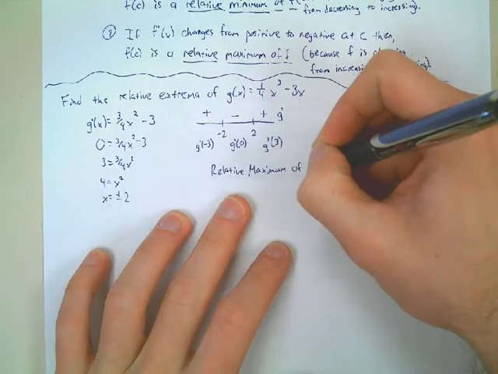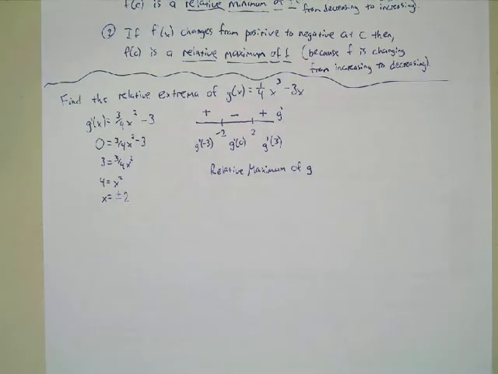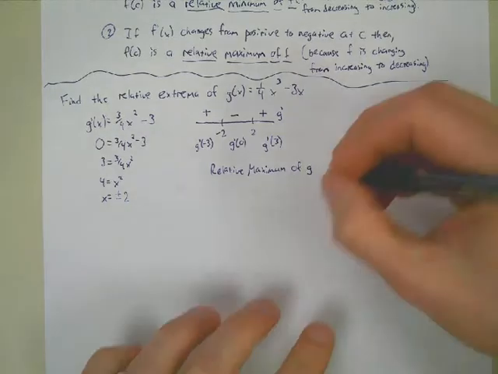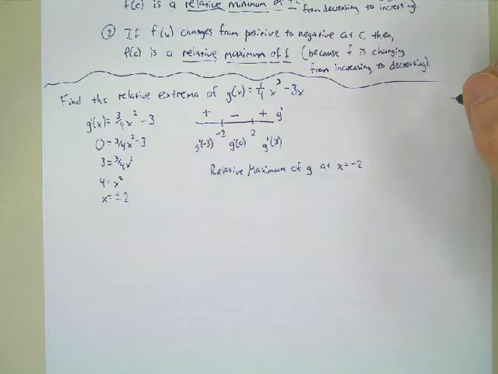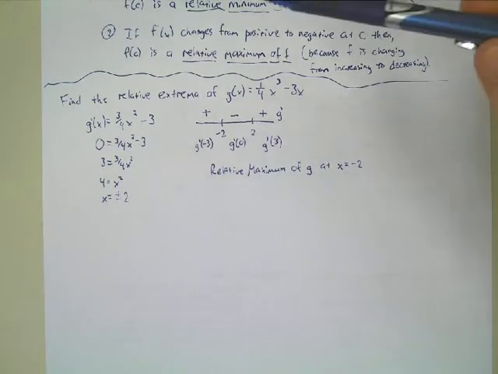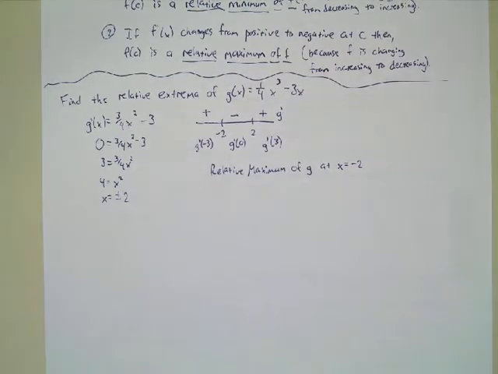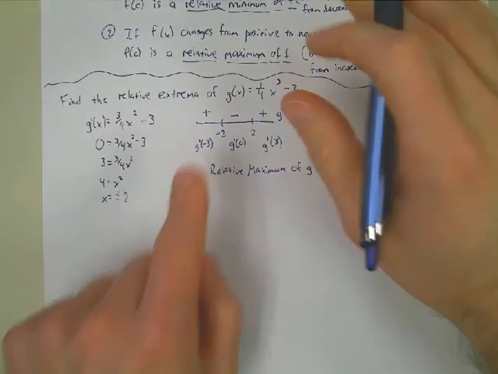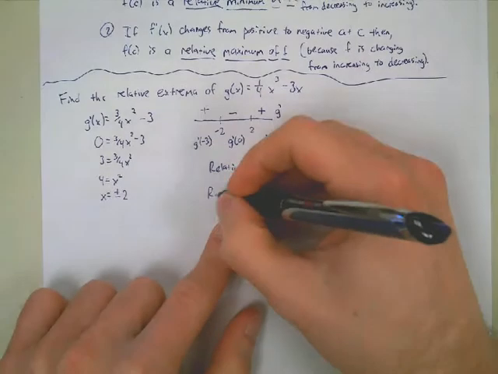Relative maximum of g occurs at what x value? At x equals -2. Why do we know that? Because at that moment it switches from increasing to decreasing. Yes, the derivative changes from positive to negative, therefore the original function is changing from increasing, right? A positive first derivative means the function is increasing, to decreasing because this derivative is negative. So from positive to negative, okay? Positive slopes to negative slopes. And then we have a relative minimum of g, where? x equals 2.